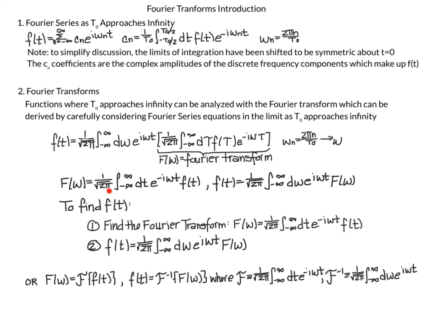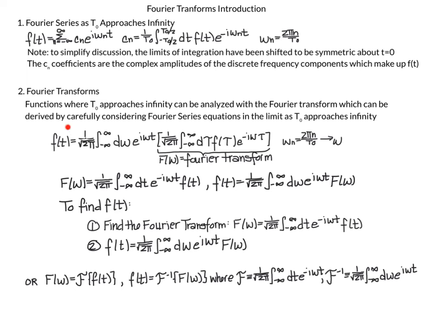A couple of notes about this Fourier transform. You see that we start with a function of t, of time, and we end up with a function of omega, of frequency. For this reason, it is considered a transform because we're transforming a function of time into a function of frequency. Or said another way, the way a lot of engineers will say it, we are transforming from the time domain into the frequency domain.